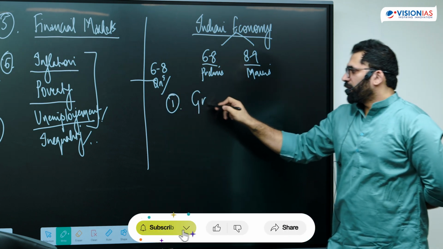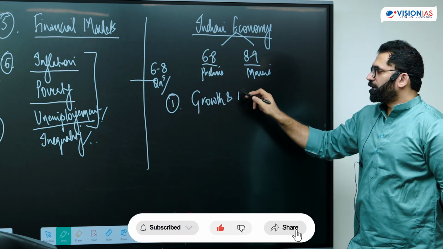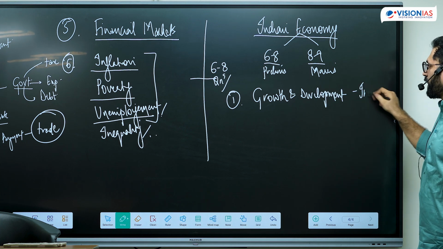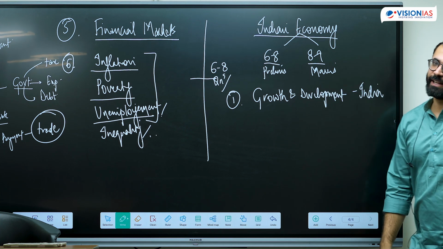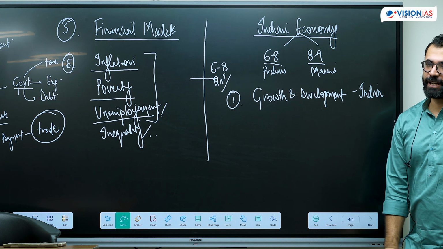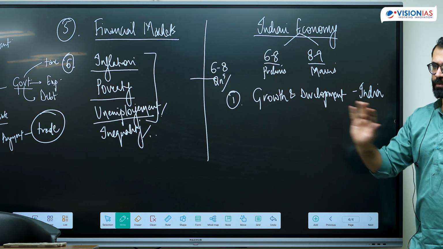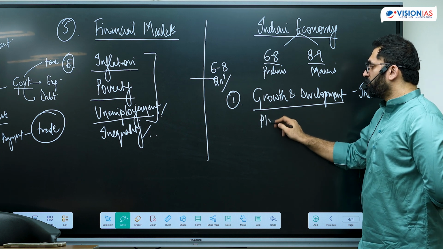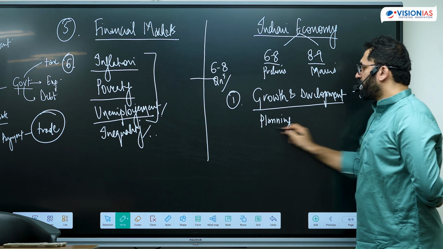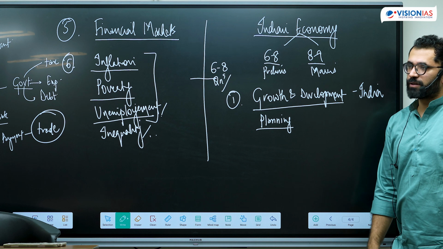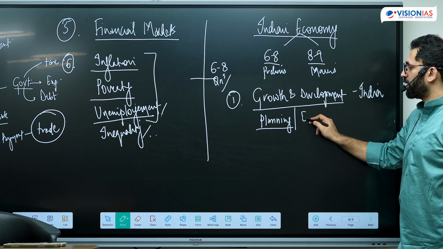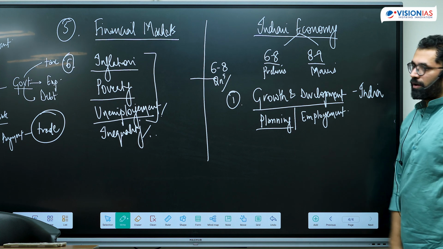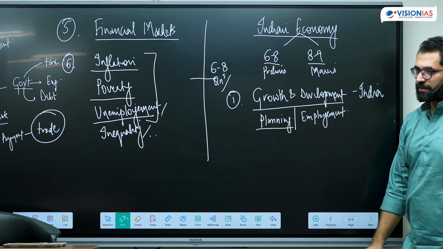First, we talk about growth and development of India. Why growth is happening, why after COVID this type of V-shaped recovery happened or not, why it is jobless growth, a number of things related to the Indian economy. Here they also talk about the concept of planning, which India adopted from 1951 to 2014. They also talk about the employment profile of India. All such growth and development related concepts.